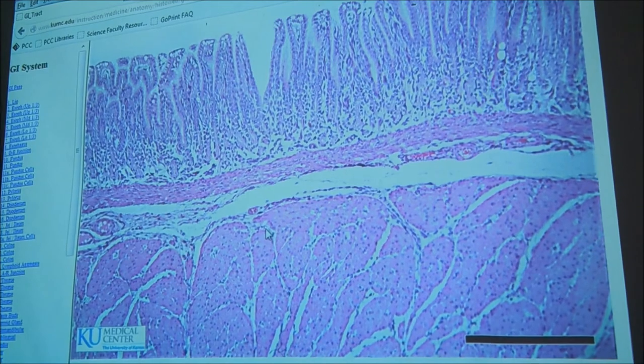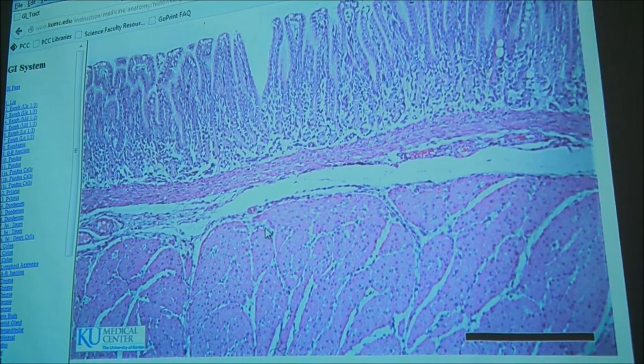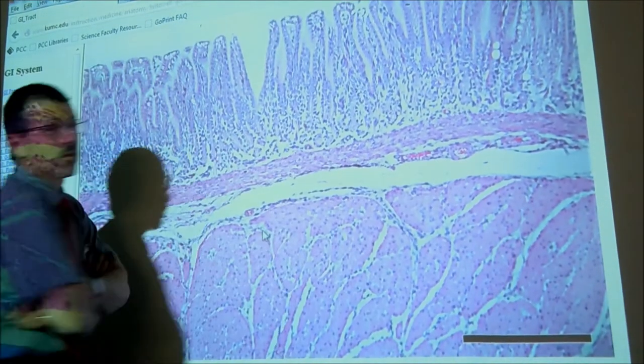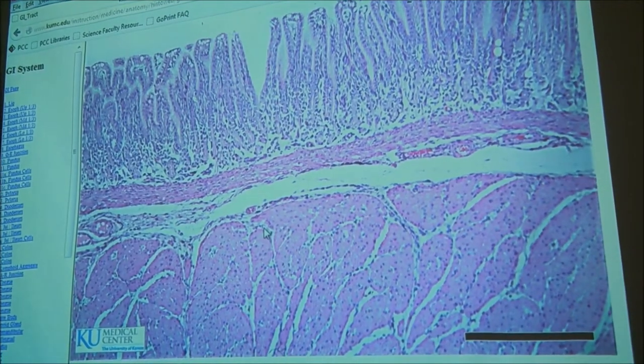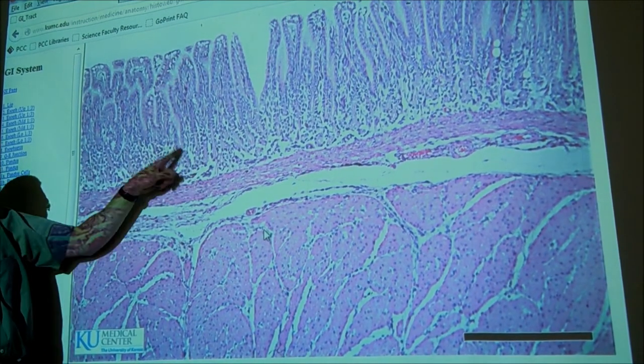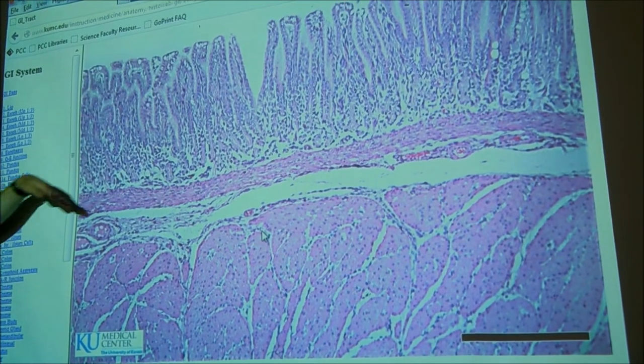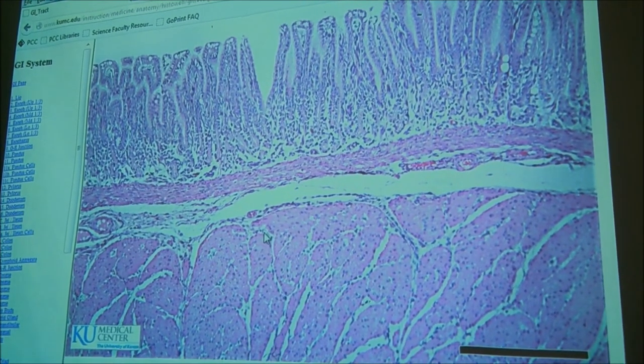That is also a stomach, just a different region. This is the pyloric region, but you don't have to know that. But how would I know that's still not an esophagus? It's not stratified squamous. I could still see the white lines going down and sort of the little circles down here. Those are still my pits and glands. They just look a little different in this region of the stomach.